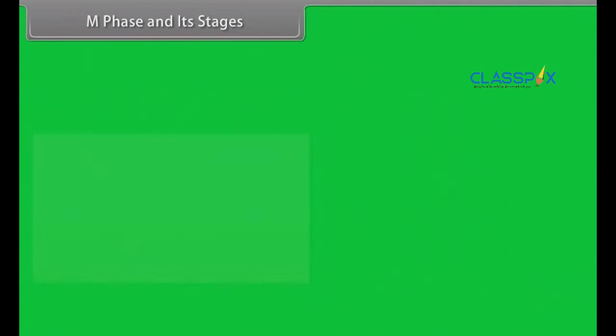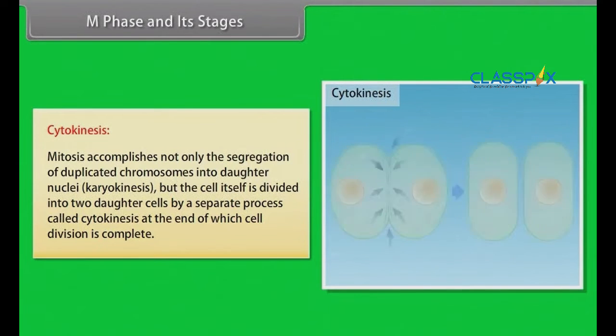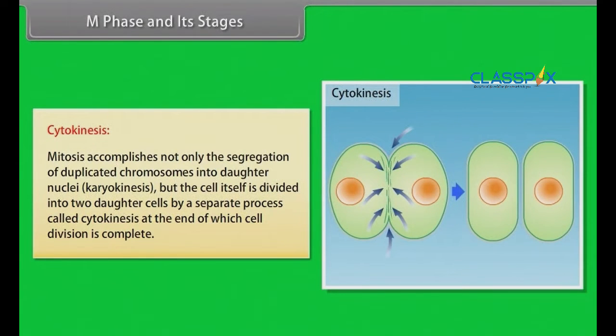Do you know that mitosis accomplishes not only the segregation of duplicated chromosomes into daughter nuclei, karyokinesis, but the cell itself is divided into 2 daughter cells by a separate process called cytokinesis, at the end of which cell division is complete.